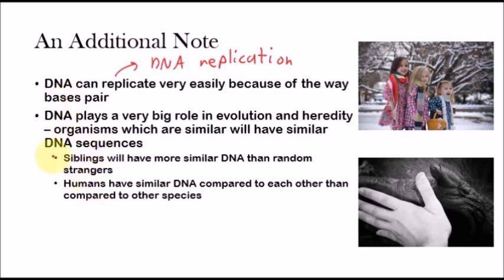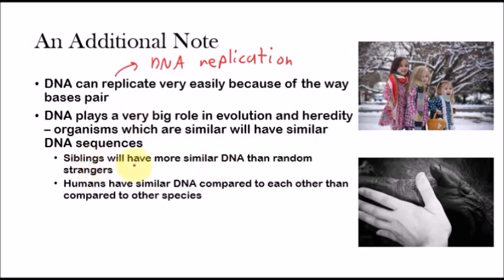Also, another big thing that you need to know is that DNA plays a very big role in evolution and heredity. Organisms which are similar will always have similar DNA sequences, because think about it, DNA is the information which codes for what an organism is. It's kind of like your blueprint.